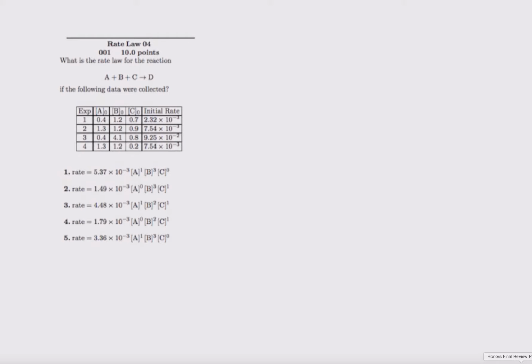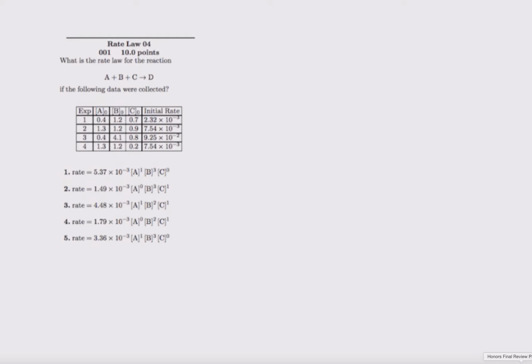So if you plug in the numbers that we've got, right, we know that it is the rate. Let's just take the first experiment, just because it should be the same either way. So 2.32 times 10 to the negative third equals the concentration of A times the concentration of B cubed times a constant. So if we do 0.4 times 1.2 to the third times x for the rate, then we solve, right?